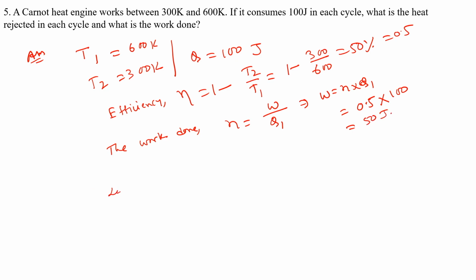Let the heat rejected be Q2. So Q2 is 100 J minus 50 J, so it gives you 50 J, right. Because for other two steps, these are for isothermal steps. For other two steps, the processes are adiabatic, so Q is 0 there.